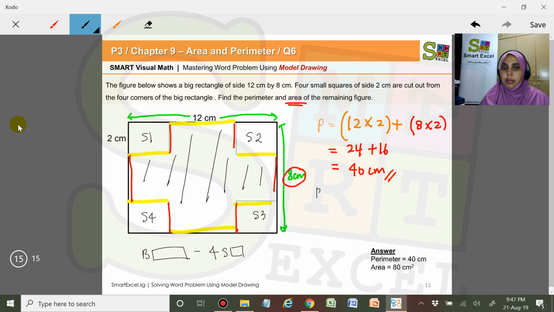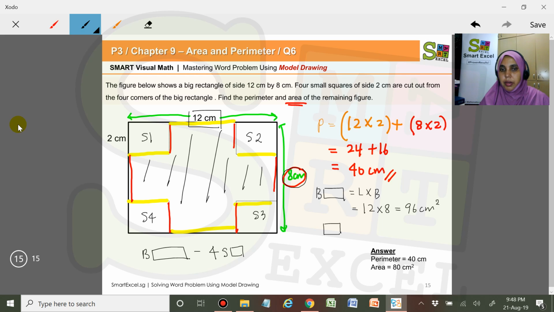Let's find the big rectangle first, which is length times breadth, right? Which is equals to, what's the length? Length is 12. What's the breadth? Breadth is 8. So 12 times 8, which is equals to 96 cm square.